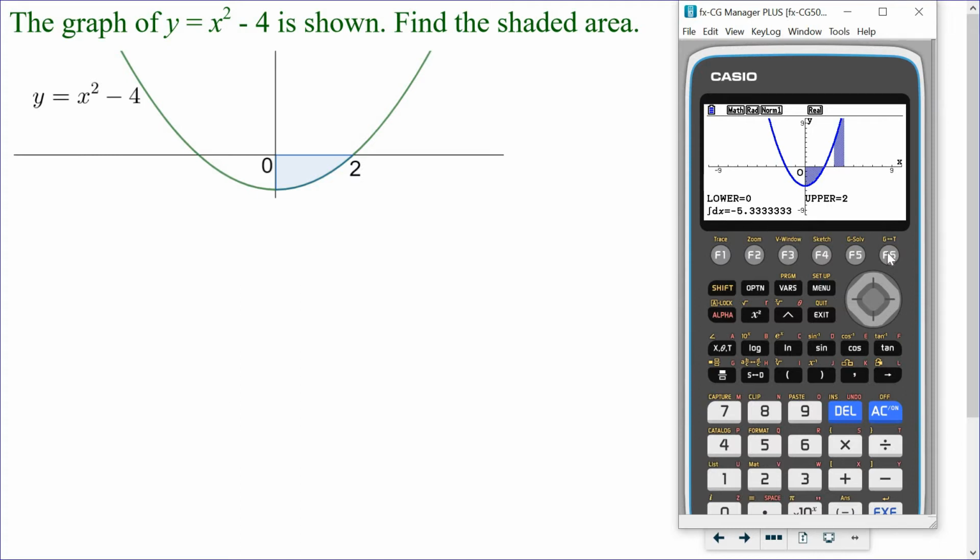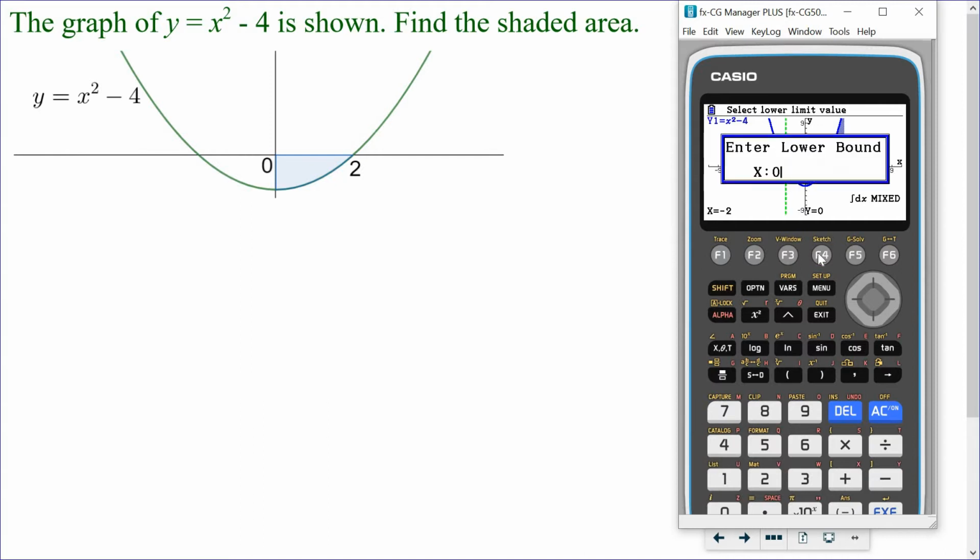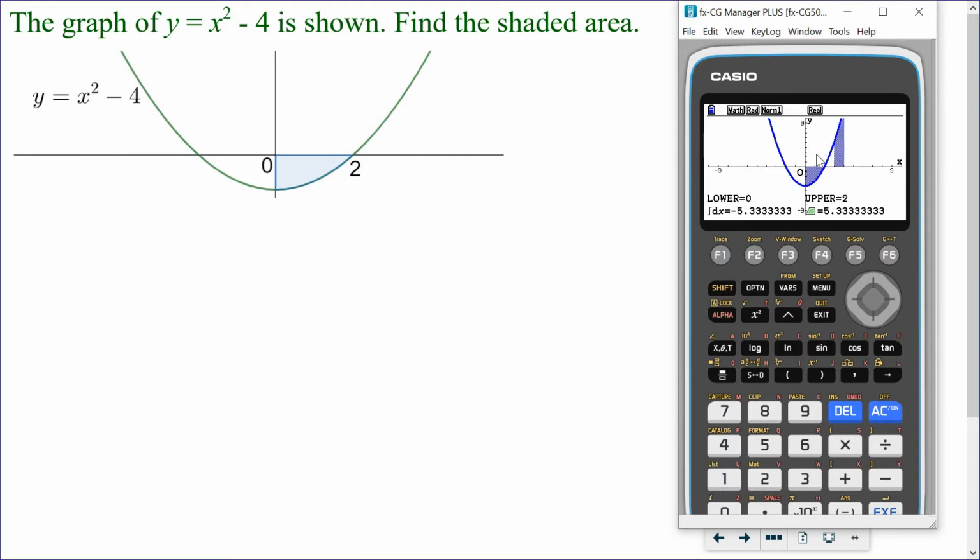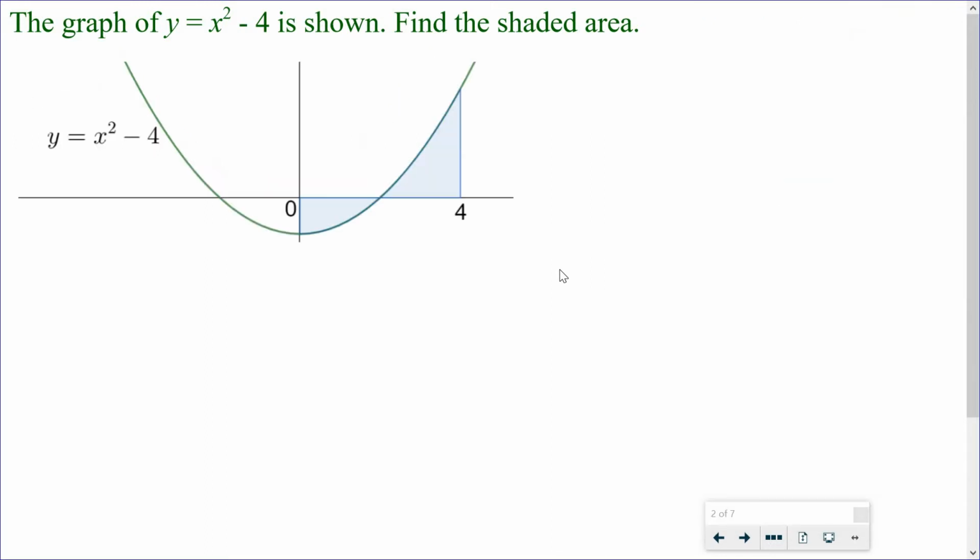If instead you do G-solve and then F6 and then integrate and choose mixed, okay, and you type in your 0 and your 2, then it gives you two things. It gives you the integral, minus 5 1/3, and the area, positive 5 1/3. Okay, so we'll see how that is particularly useful in the next example.